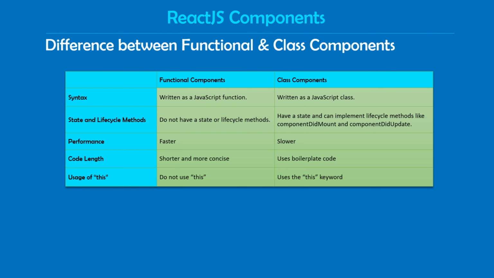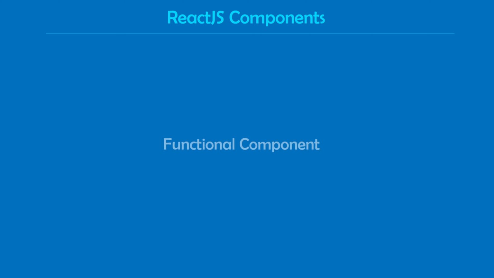Functional components tend to be shorter and more concise. Class components require boilerplate code such as a constructor method and the use of this to access props and state. Functional components do not use this at all, which makes them easier to understand for beginners. In class components, the this keyword is used to refer to the current instance of the component, which can be confusing for new developers. Now we can discuss each component in detail.